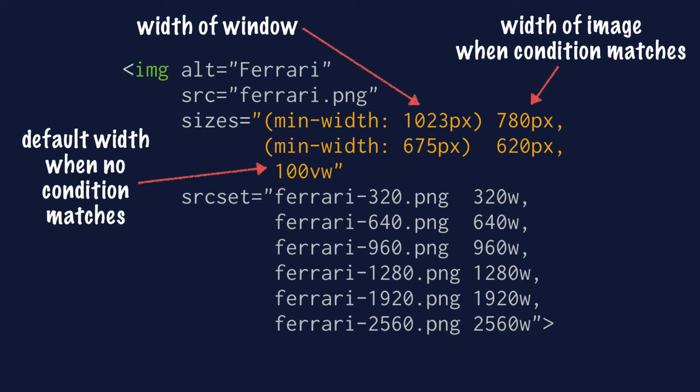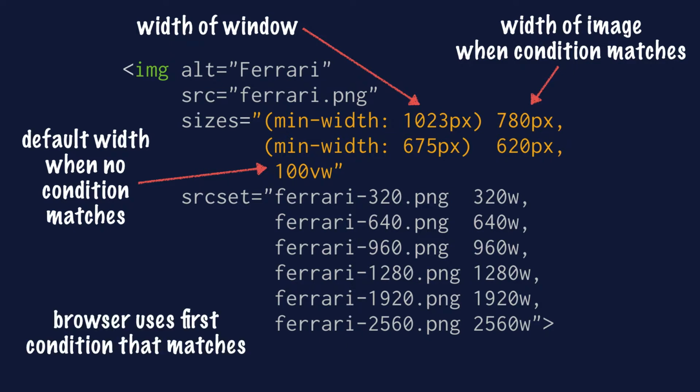And then last of all, you'll provide a fallback default width when none of the above conditions match. And the way the browser is going to do this is it's going to use the first condition that matches. So it's going to work from the top down. So the first thing that happens with this sizes array is the browser says, okay, is the viewport at least 1023 pixels wide? If the answer is yes, then it knows the image is going to be 780 pixels wide. So it'll look at the srcset array and it'll pick the best image for that, which is probably this 960 one.